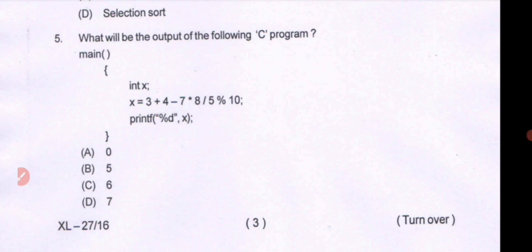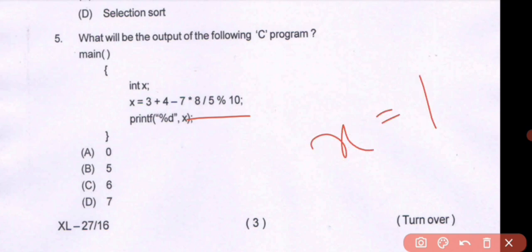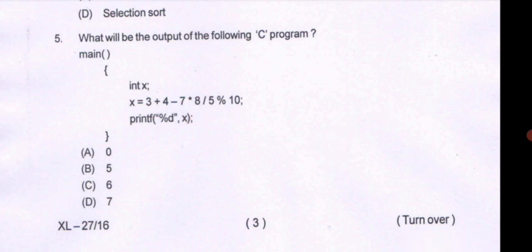Question number 5. What will be the output of the following C program? The division and modulus operators have higher precedence than addition and subtraction, so they are evaluated first. Therefore, the value of x is equal to 1 and the program will print 6. The correct answer is option C, 6.